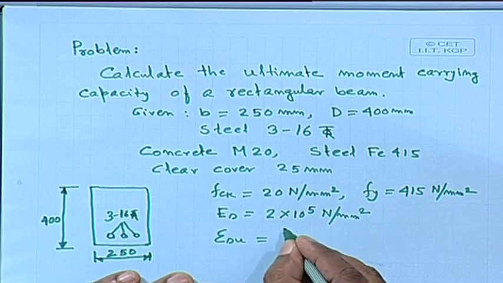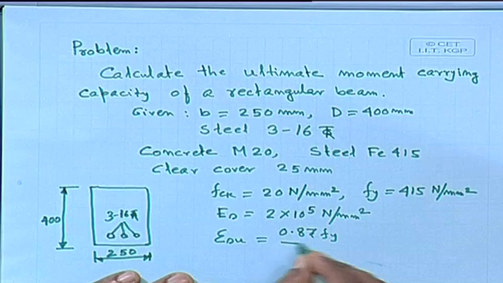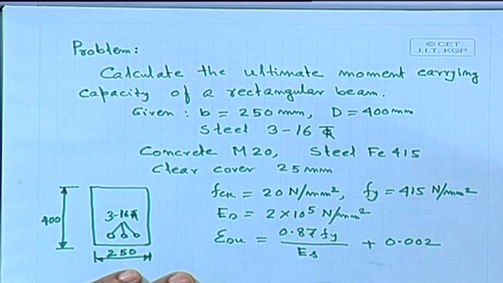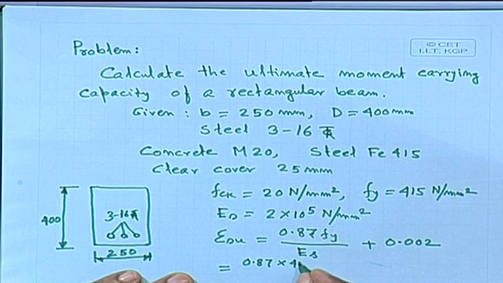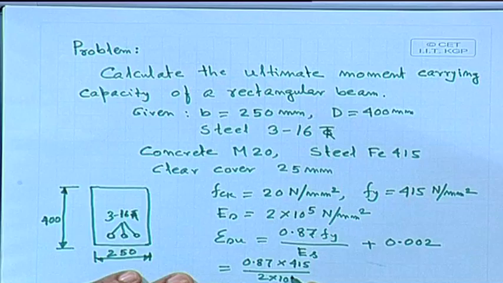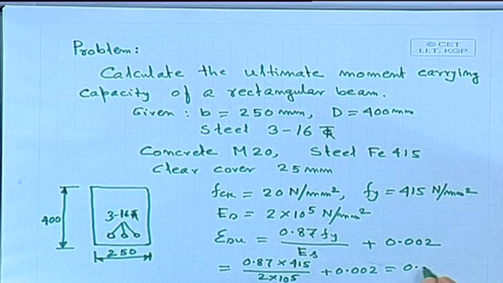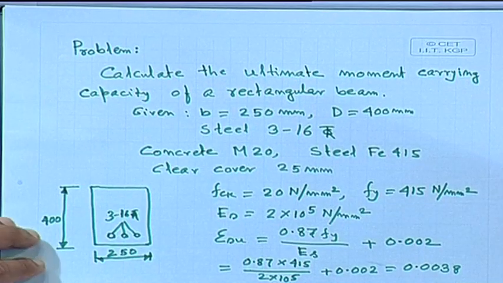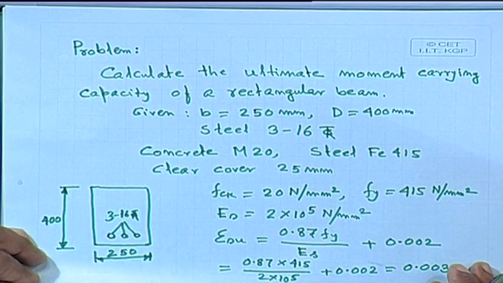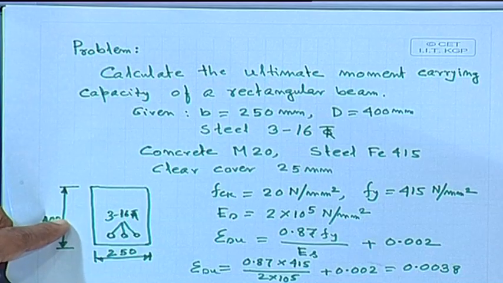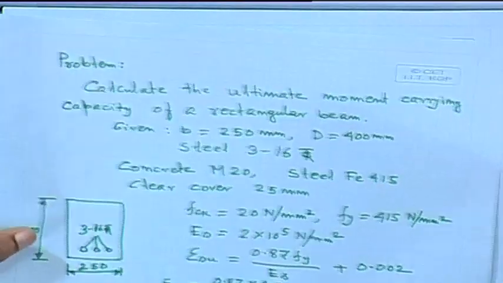Epsilon su equal to 0.87 Fy divided by Es plus 0.002 as per our code, which comes as 0.87 into 415 divided by 2 into 10 to the power 5 plus 0.002 equals 0.0038. Epsilon su 0.0038. You can remember that one also for Fe 415, 0.0038. So, shall we continue?